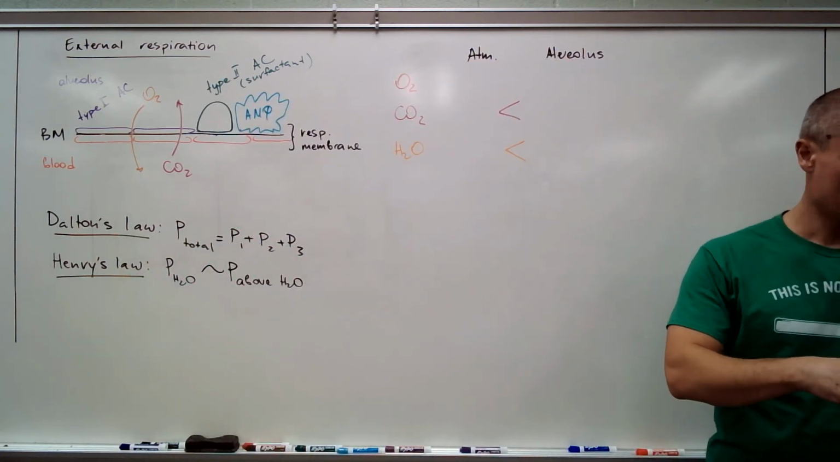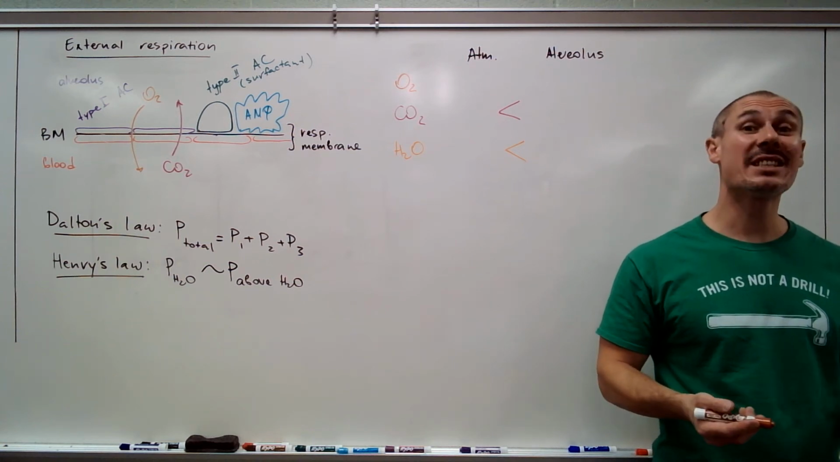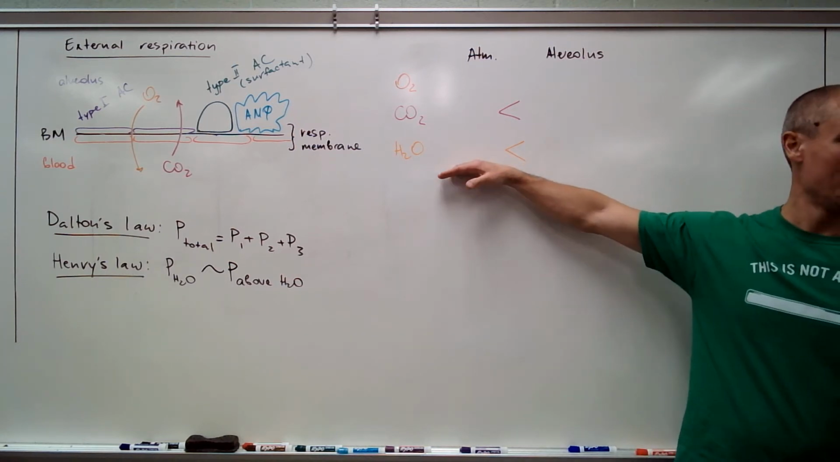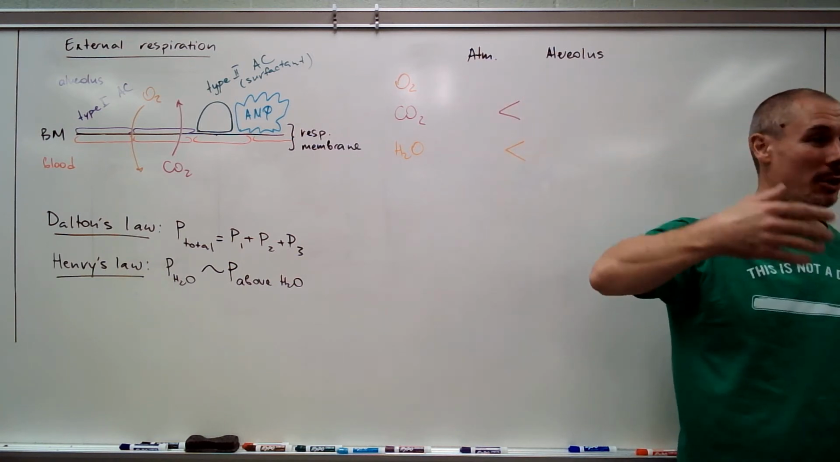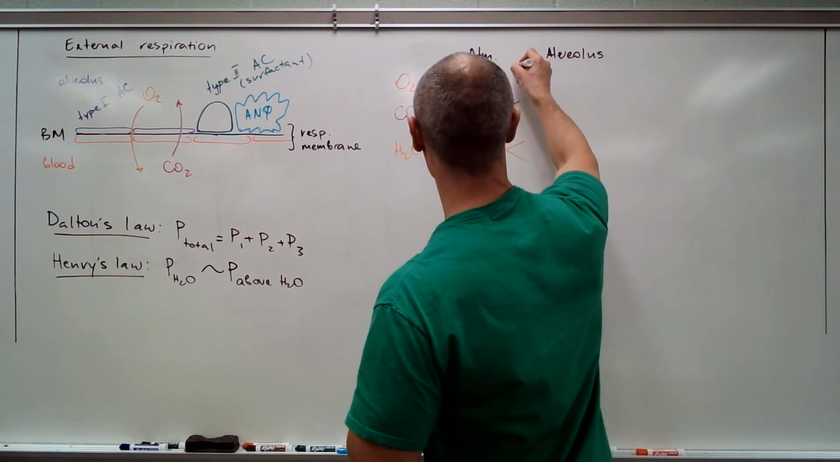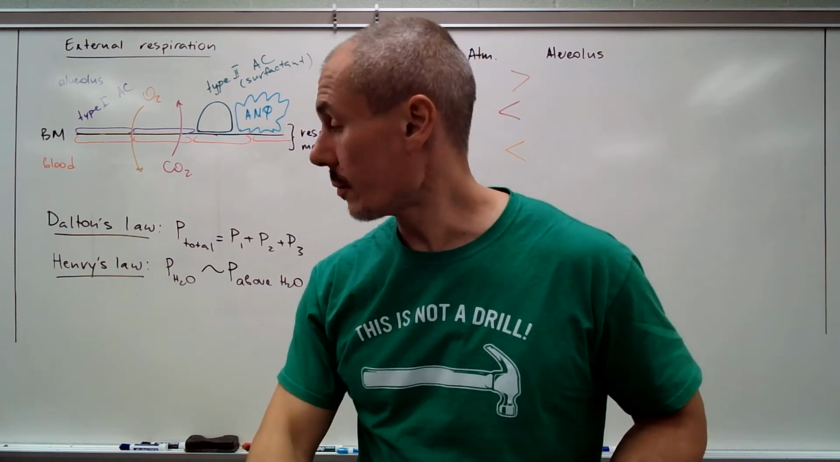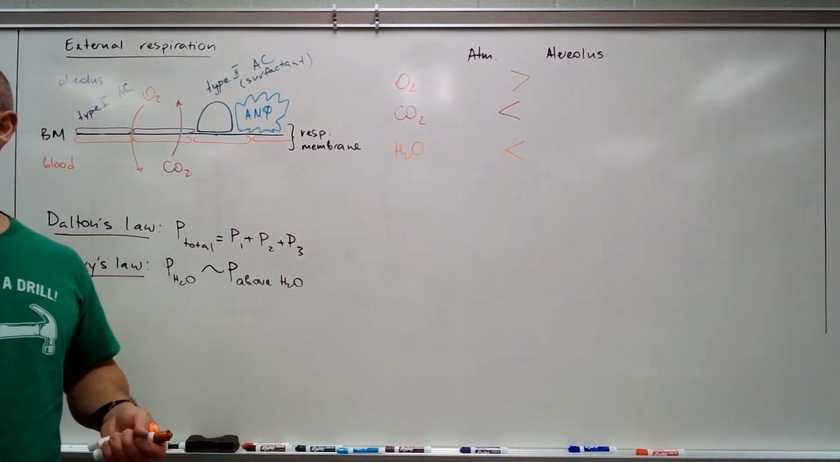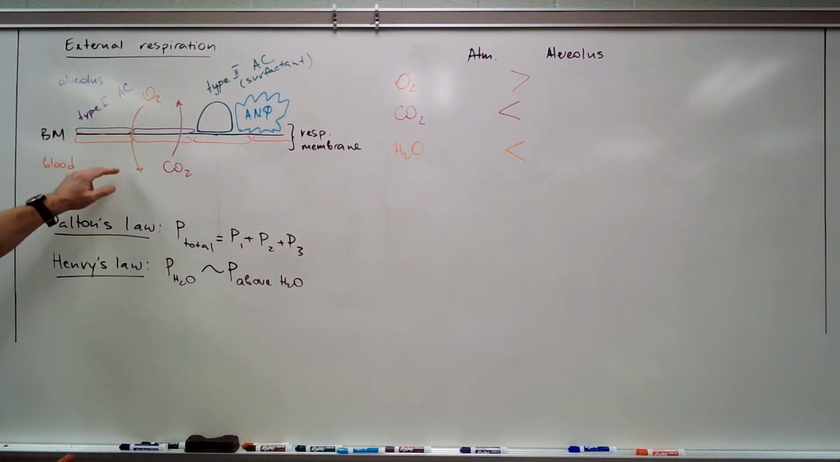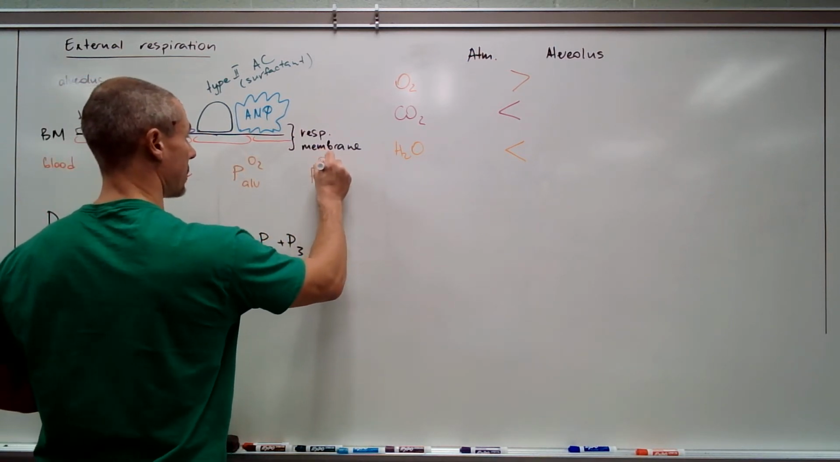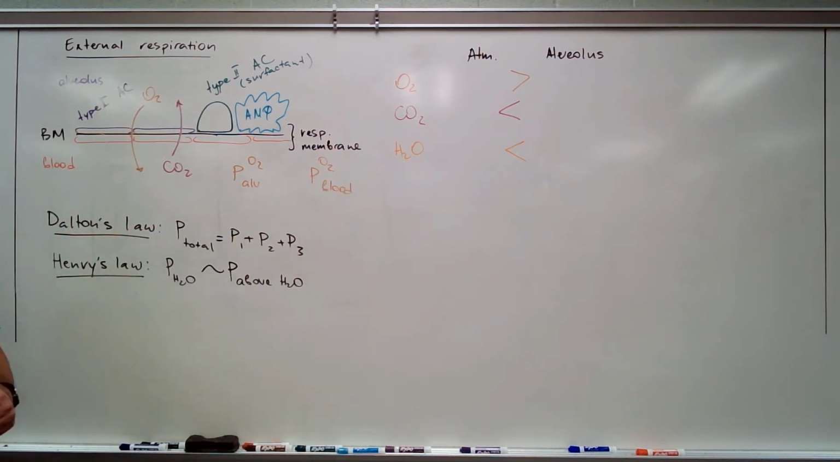Now, what about oxygen? Remember, it's a zero-sum game. So if some of that total pressure is taken by water and CO2, it will automatically reduce the proportion of oxygen. Remember, we're talking about proportion. Okay? Does that make sense? Now, in external respiration, nevertheless, oxygen goes into the blood. So what can we say about the partial pressure of oxygen in the alveolus versus partial pressure of oxygen in the blood in the external respiration? Which one is higher?